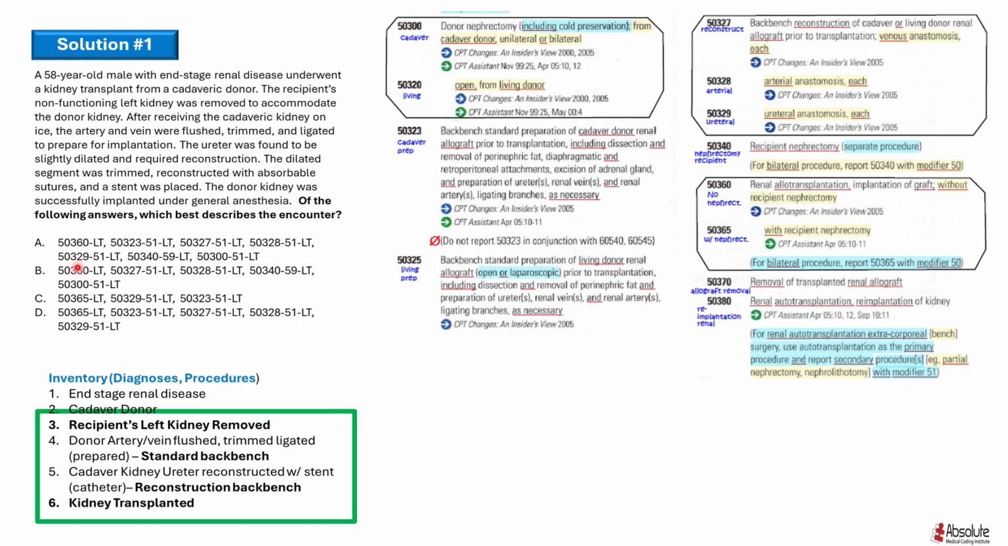But before we put that red line through, let's look at these answers. And we could see some other things wrong. One that sticks out is this 50340. It's coding for the recipient nephrectomy. Now we know that that's wrong. It's a separate procedure. So A is wrong for two reasons that we can see. And so too is B. Now, let's go ahead and get rid of A and B. It is a distraction. Boom, boom. And one thing that I think will drive this home is our understanding of backbench standard preparation versus backbench reconstruction. So just hold on to that.